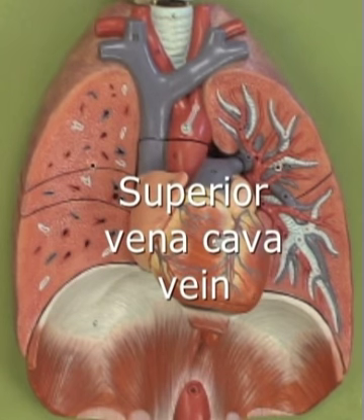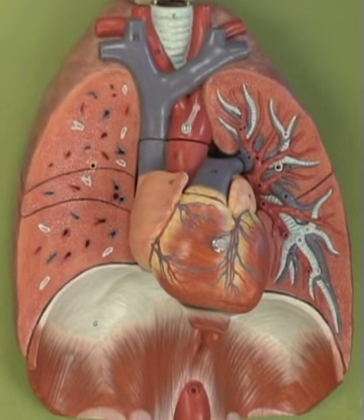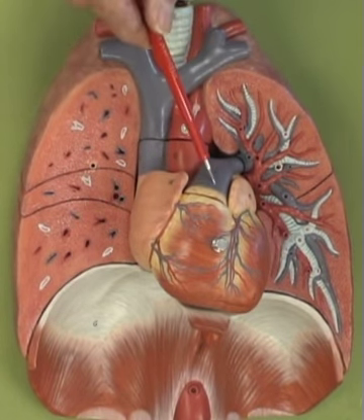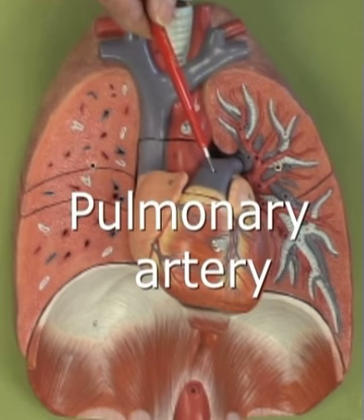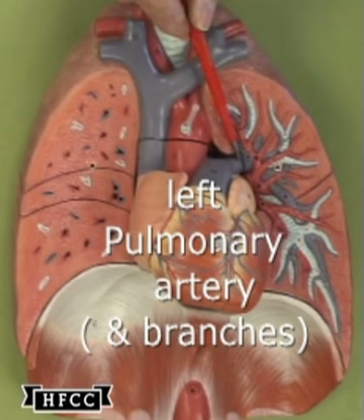And here's the pulmonary artery again. And the left pulmonary going out. Again, those blue branches.